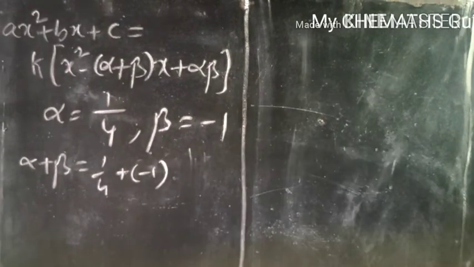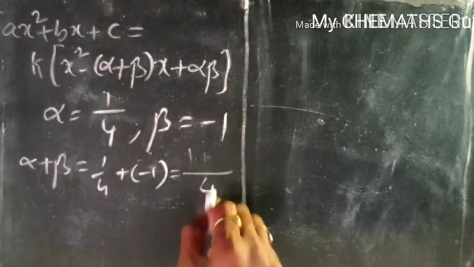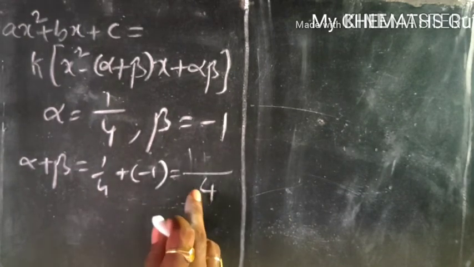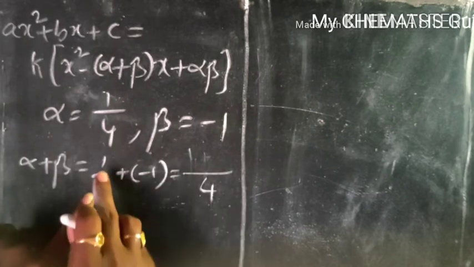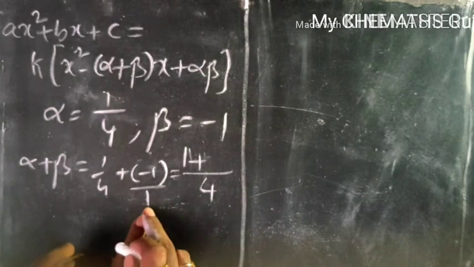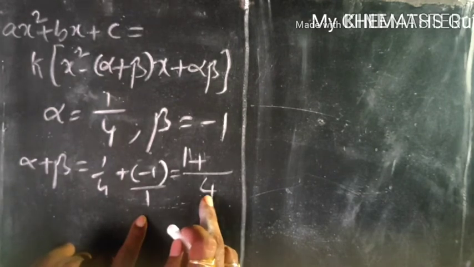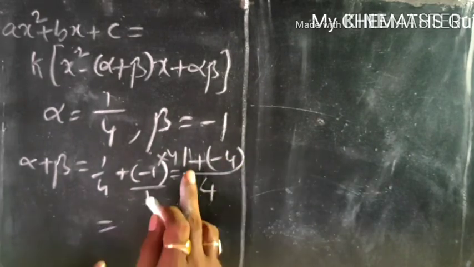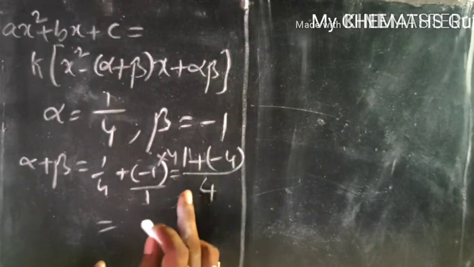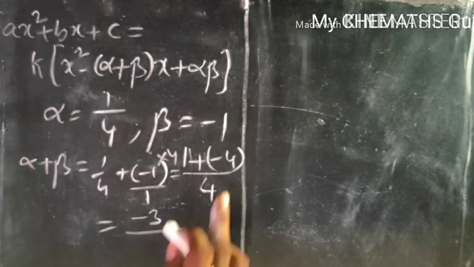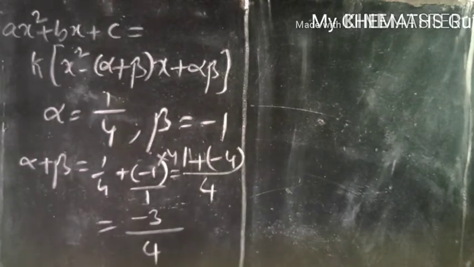If we simplify, the LCM is 4. Here 1 by 4, the numerator is as it is. For minus 1, the denominator is 1, so it is possible 4 times: minus 1 into 4 is minus 4. So if we simplify 1 plus minus 4, both have different signs, so subtract and keep the sign of the bigger number, over 4. So minus 3 by 4 is the sum of the zeros, and now we have to find the product of the zeros, alpha into beta.